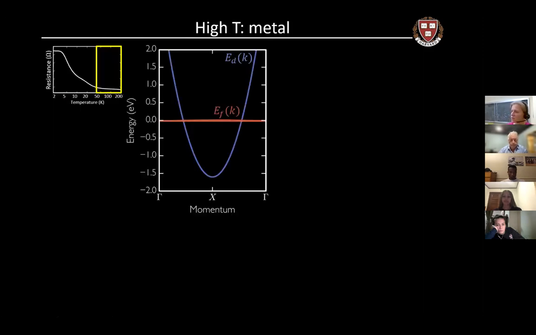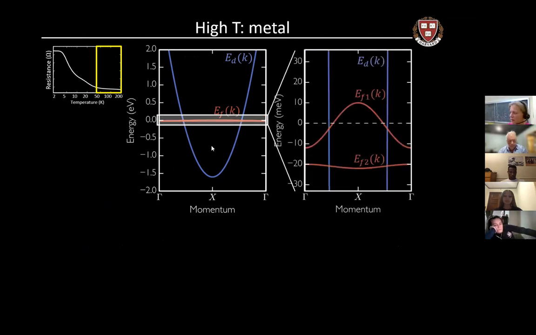So at high temperature, this material has low resistance. It's a metal. It has a conduction band that passes through the Fermi level. It looks like a nice parabola, energy is proportional to momentum squared. And it has a couple of flat bands here that come from the F electrons. They're pretty localized around the individual atoms, so the bands are pretty flat.